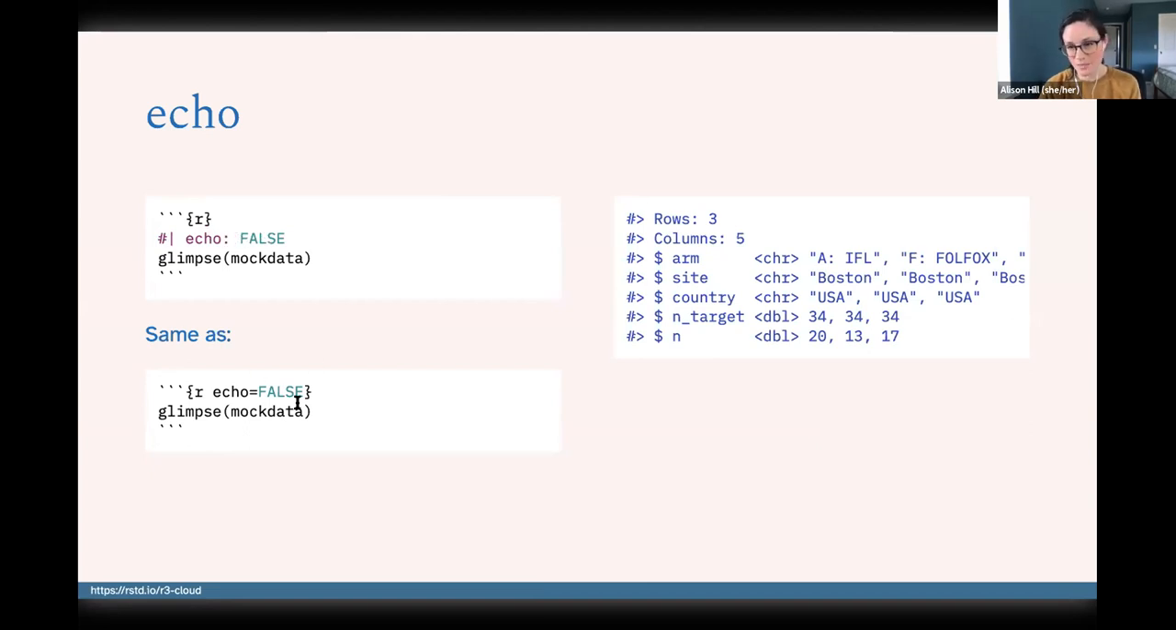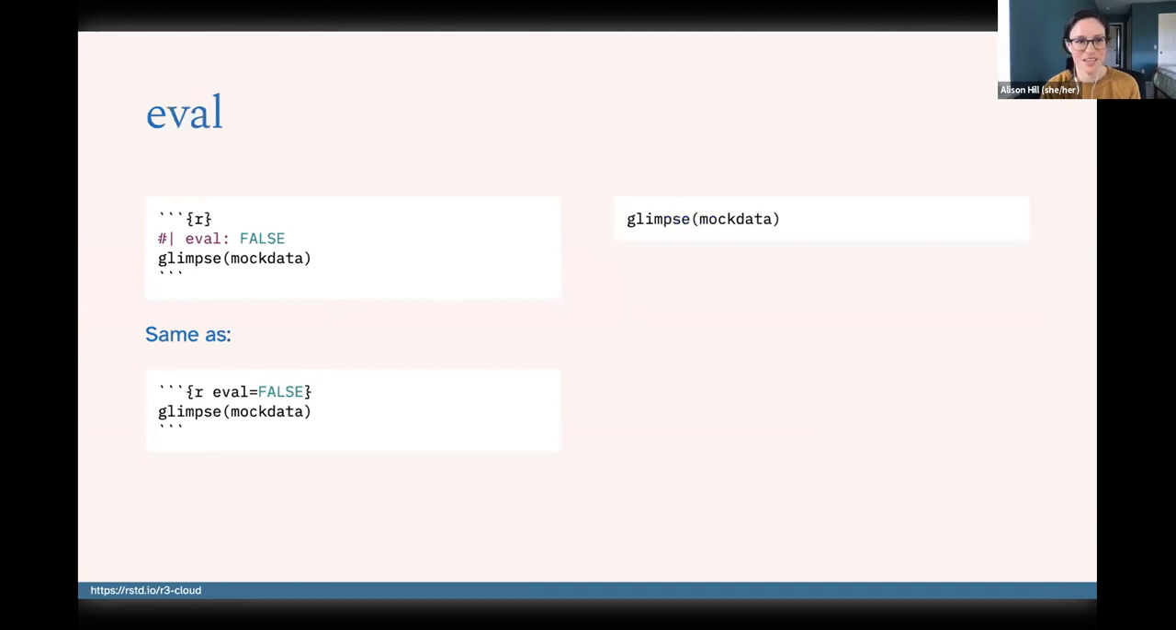If I use that, it's the same thing as putting it in the chunk header, and you can do either way, or you can even mix them. You can have a hybrid approach. So here you can see that I'm not echoing the code. You can also do the same for evaluating the code. So you can set eval true, eval false. So here you would only see the code itself. You wouldn't see the output from it.